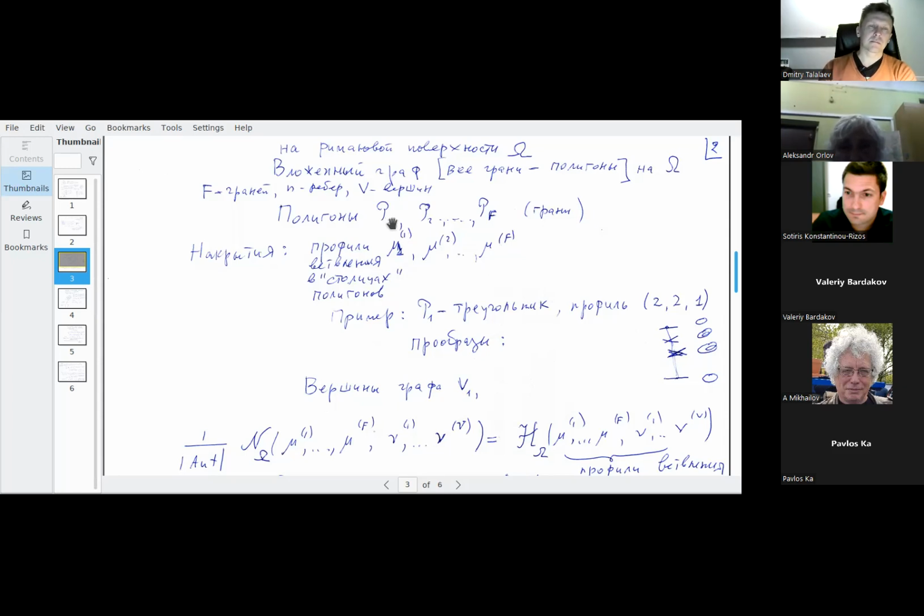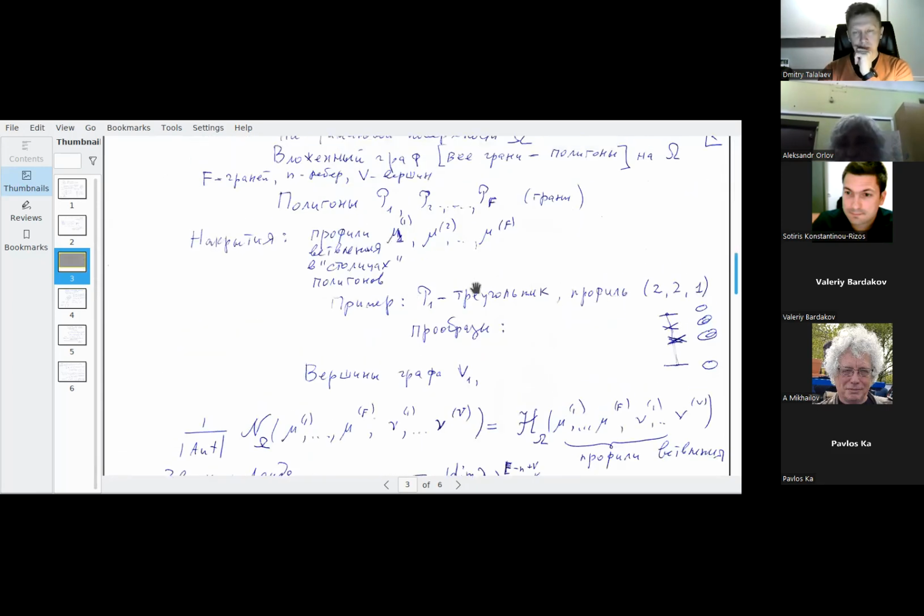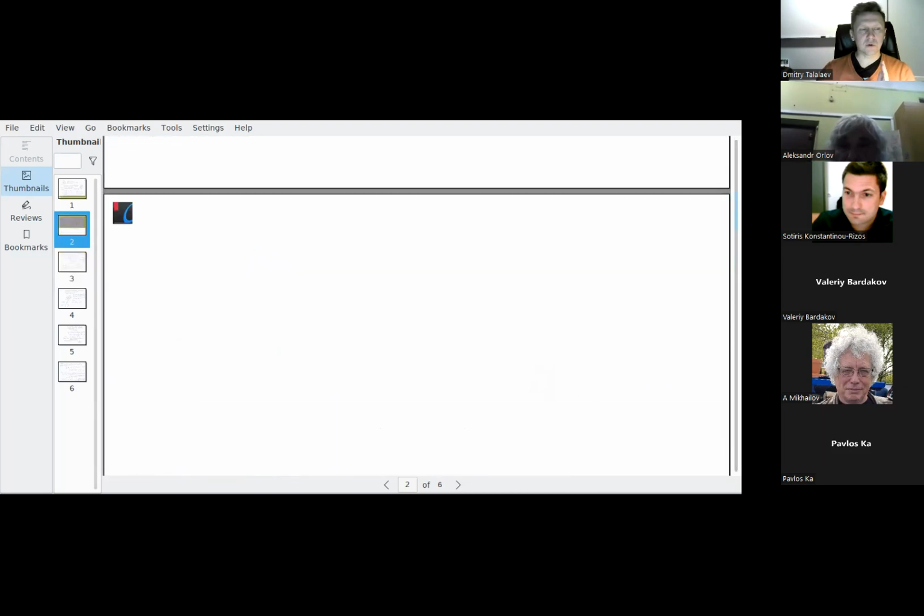For polygon P1, it will be mu1 and so on. We have F polygons, we have M profiles in the capitals of these polygons. Now say we consider a Riemann surface omega with F faces, E edges and V vertices. If P1, for instance, is a triangle, then this ramification profile means that in the covering we have two hexagons and one triangle. You see, because, clear, yes, okay.